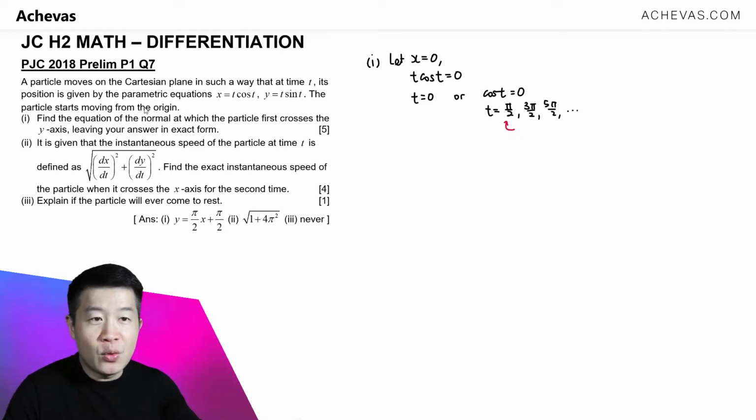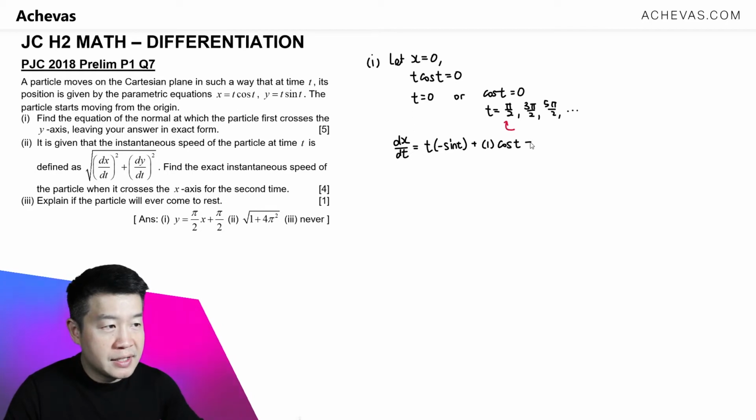And we're supposed to find the equation of the normal. So we need to gather a few more pieces of information. One of the things that we will need is the expression for dy dx. So to find dy dx, let's first find dx dt. So dx dt, using the product rule, it is going to be t, then minus sine t, plus 1 times cosine t. So this is going to be equal to cosine t minus t sine t.